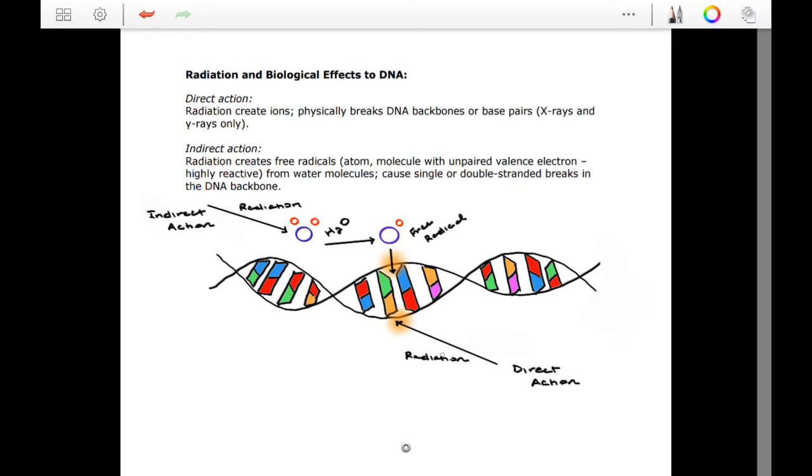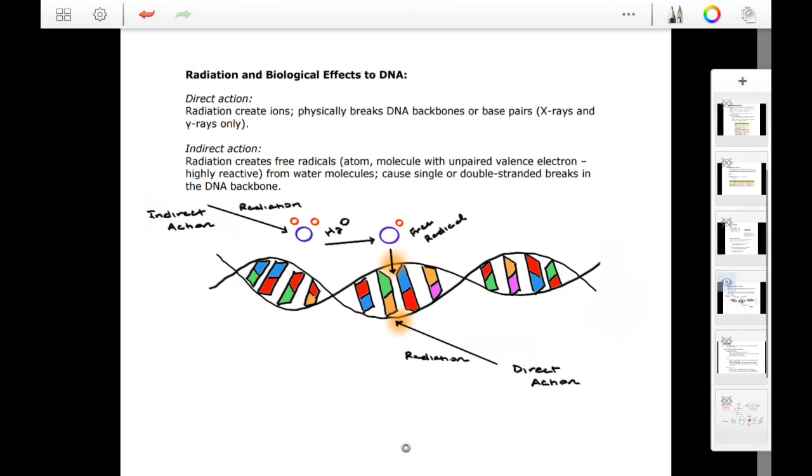The radiation can simply break these bonds right here in the DNA double helix, whereas an indirect action mechanism requires the creation of a free radical, which is just an atom or molecule with an unpaired valence electron. So it's highly reactive because it wants to fill that empty spot in its valence shell. And so it creates the free radical from a water molecule. So you see how this radiation interacts with the water molecule to create the free radical by ionizing it. And this free radical will cause single or double stranded breaks in the DNA backbone. So here are the 2 mechanisms through which radiation affects DNA.